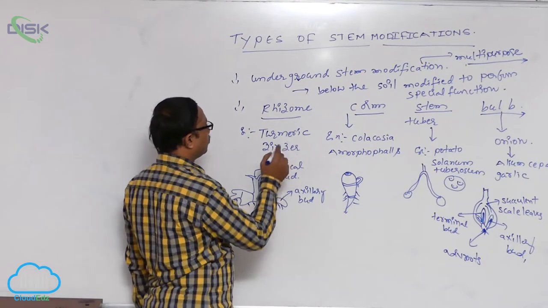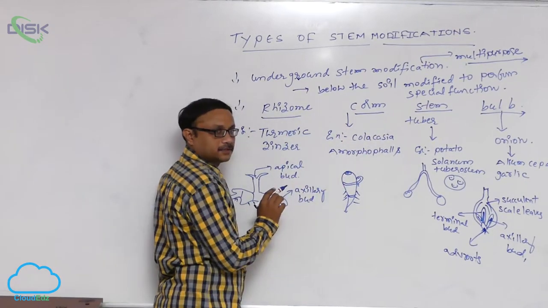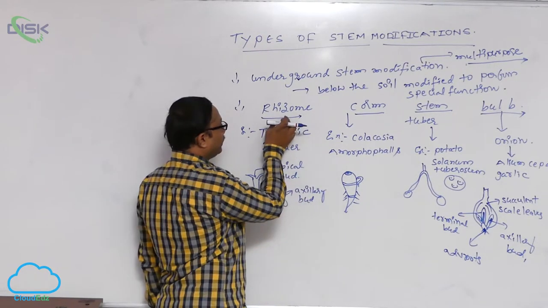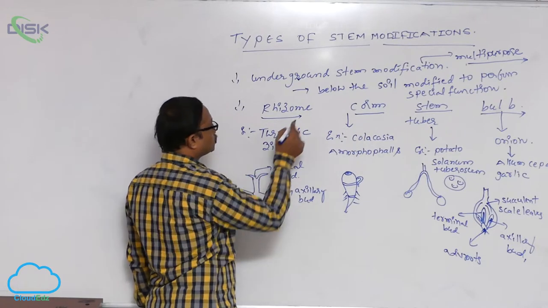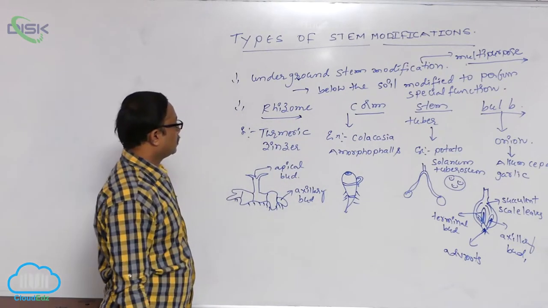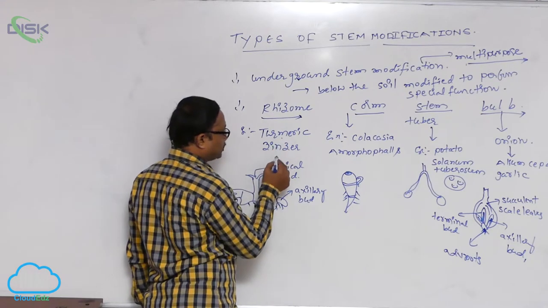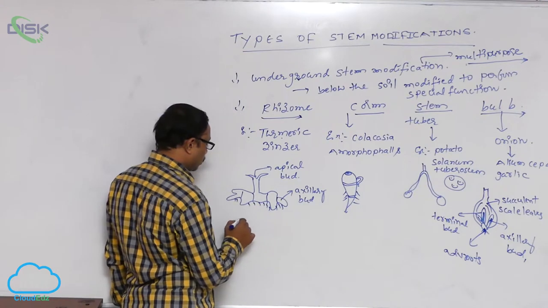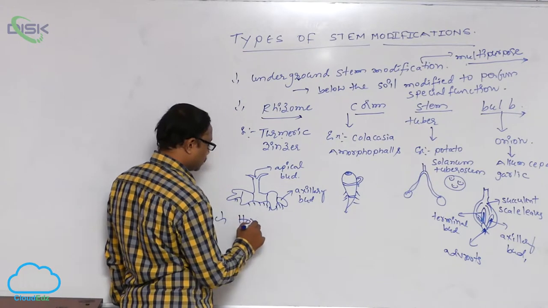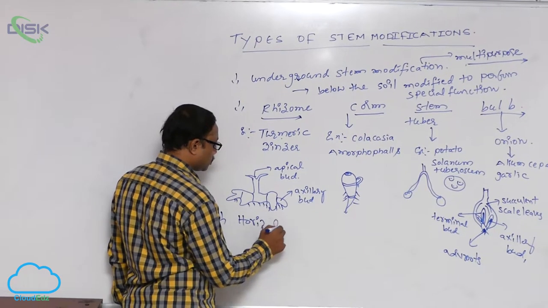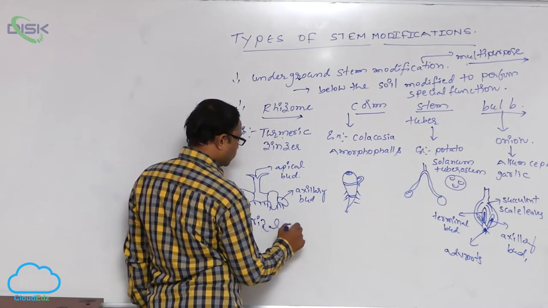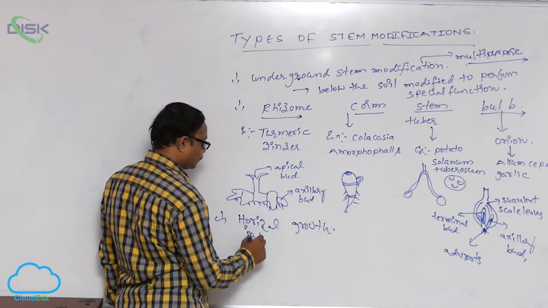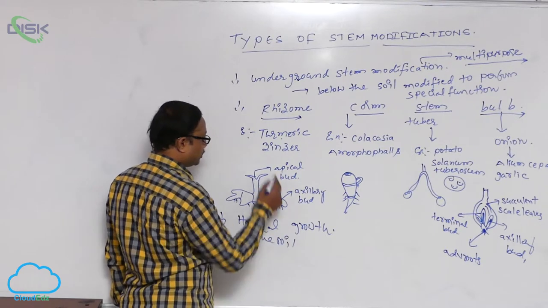Underground stem modifications are mainly four types, based on the growth pattern inside the soil. First is the rhizome. Examples are turmeric and ginger. In a rhizome, the underground stem grows below the soil horizontally.